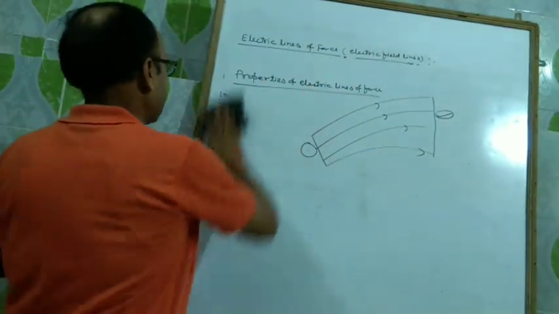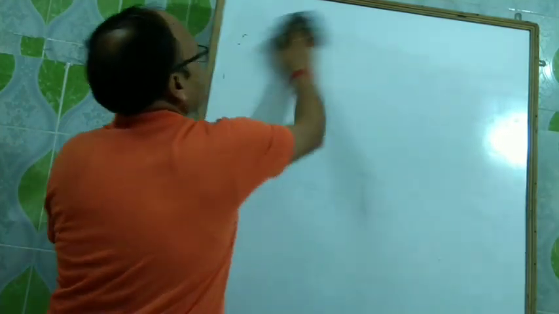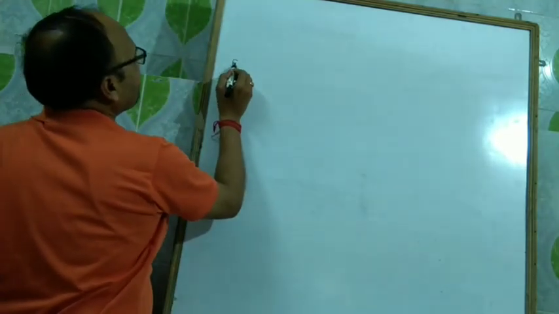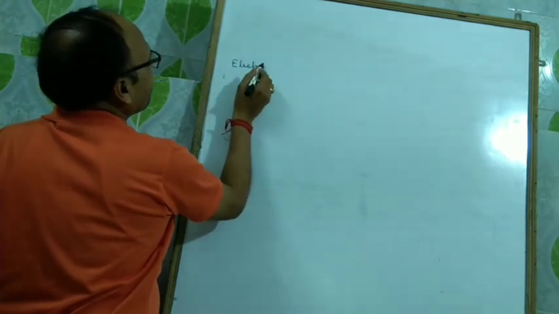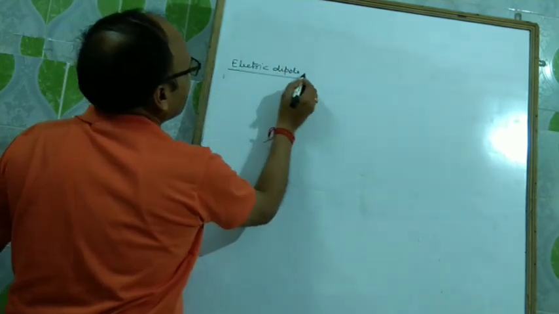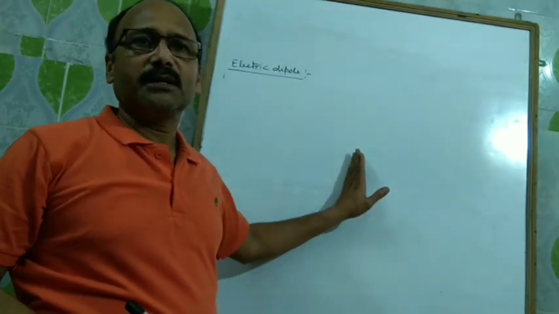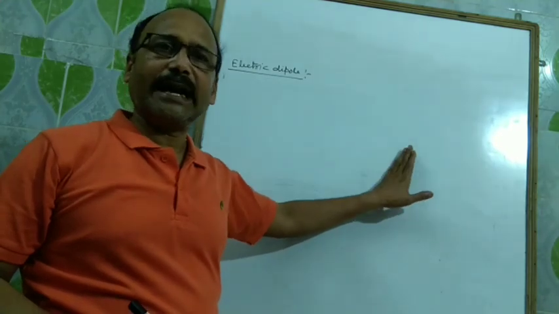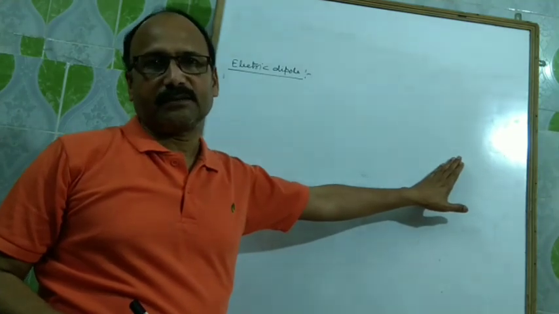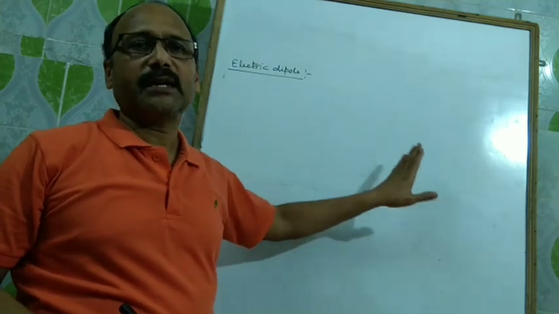After this, we have to start electric dipole. Electric dipole. So first of all, we have to note the definition of electric dipole. A system consisting of two equal and opposite charges separated by a small distance is known as an electric dipole.